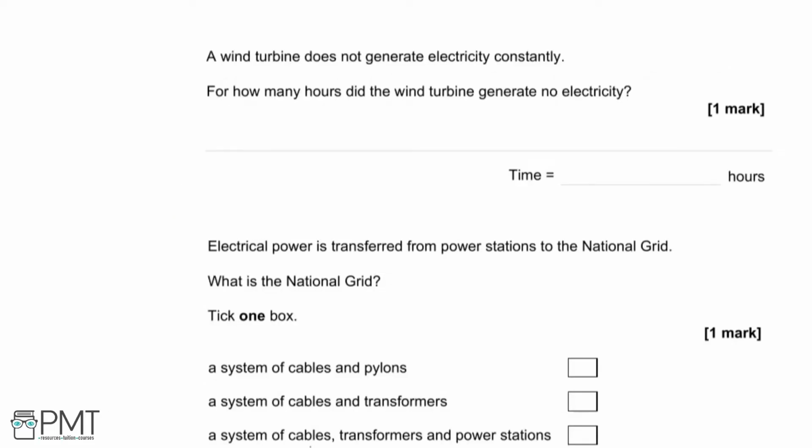A wind turbine does not generate electricity constantly. For how many hours did the wind turbine generate no electricity? So power is work done divided by time. So if no electricity has been generated, no work has been done, so the power output is going to be 0. So that means this time period is the time period where power is 0.